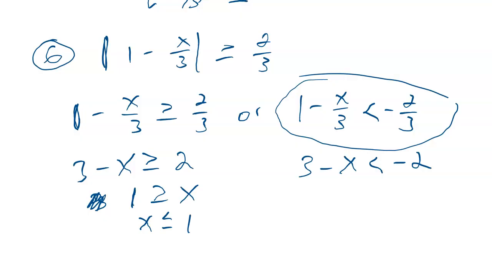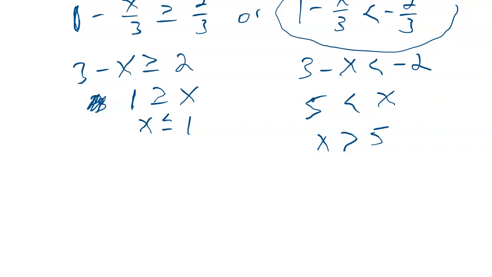I feel like I'm doing something wrong here. So this would be 5 is less than x, or if I want, x is greater than 5. I'll write this as interval notation. This is negative infinity to 1, inclusive, union 5 to infinity as my answer. Let's check the answer. It looks good.